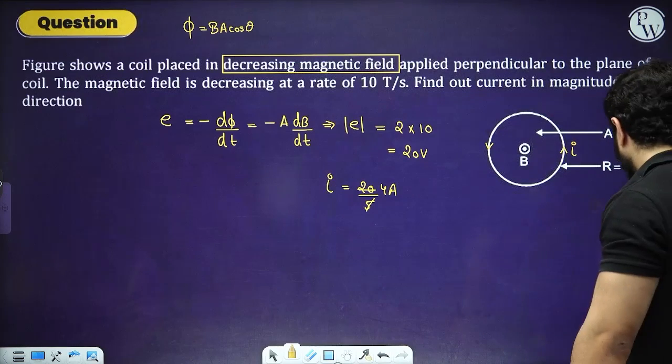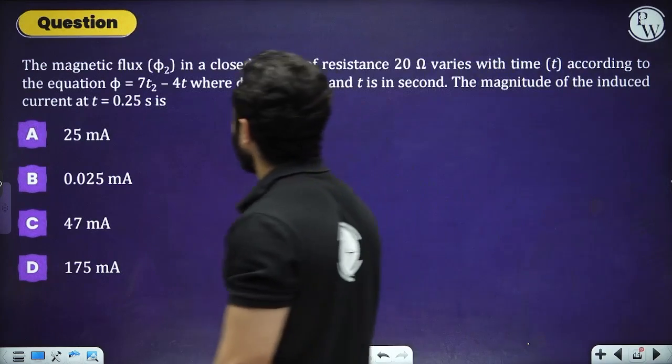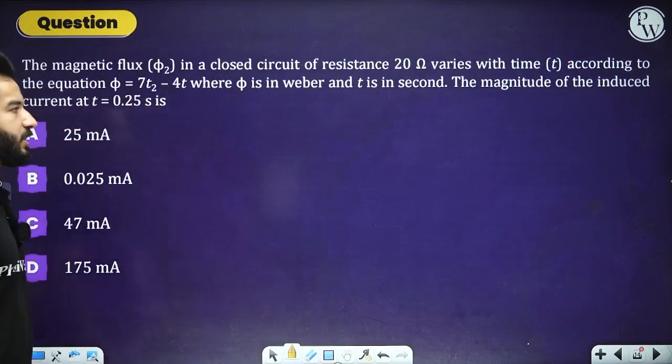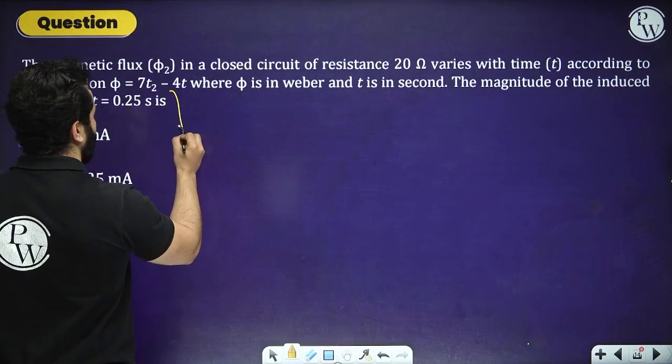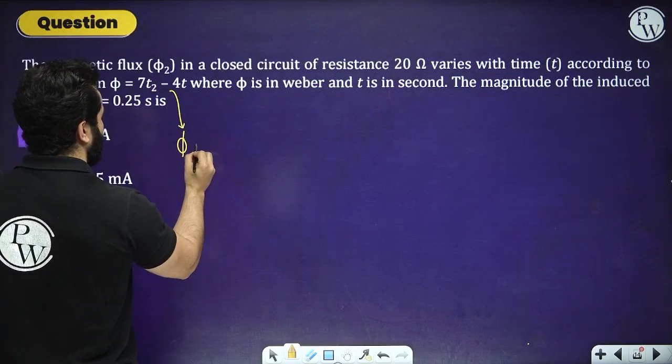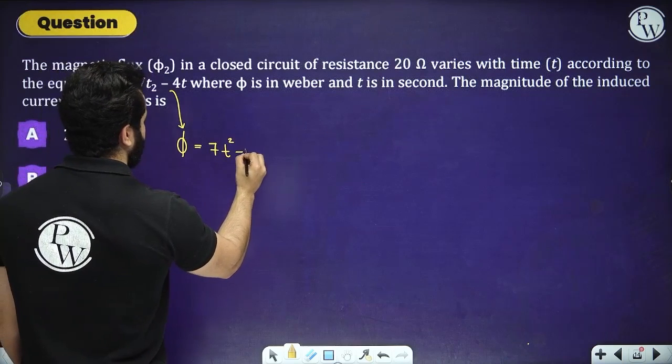Next question. The magnetic flux in a closed circuit of resistance 20 ohm varies with time t according to the equation. I think the correct form would be phi equals 7t square minus 4t.